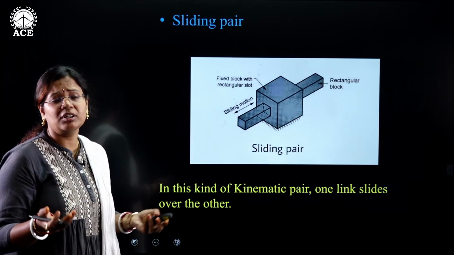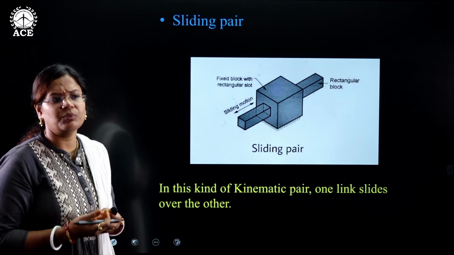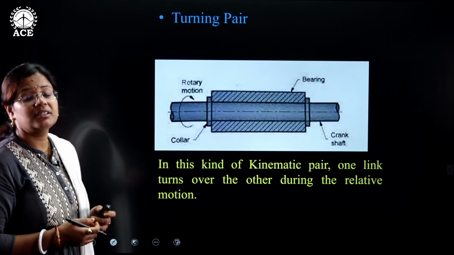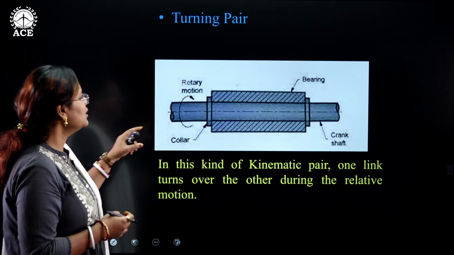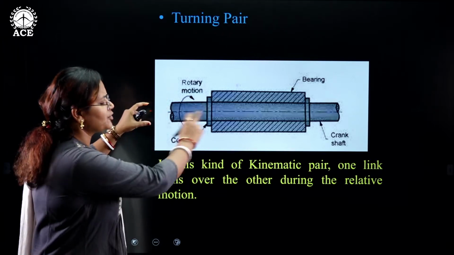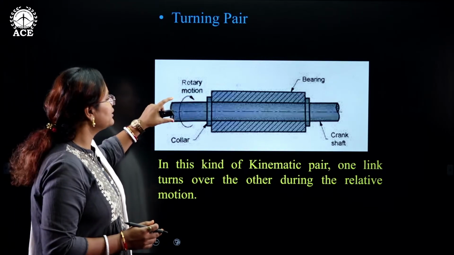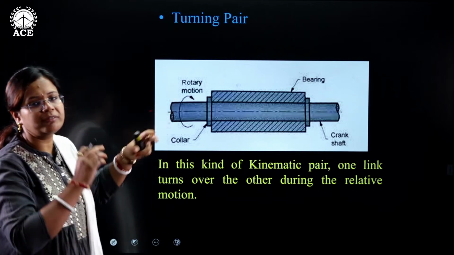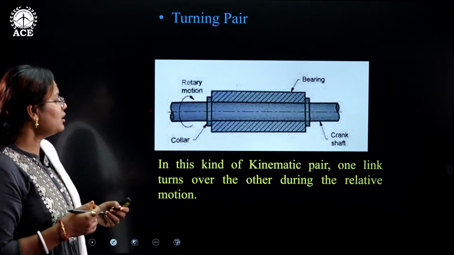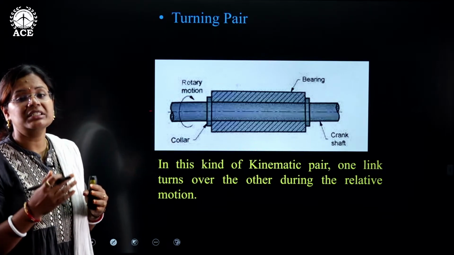For example, in our day-to-day life, we see sliding windows. So they can be considered as one of the examples where we see sliding pairs. Next comes turning pairs. Here you can see there is a bearing and there is a shaft, a crankshaft, which is having a rotary motion. It can be sliding also, but now we are considering a turning pair, so I'm giving you the example of the shaft that is turning inside the bearing wall. The collar is there. So here, one of the links is turning over the other. This comes under the example of a turning pair.